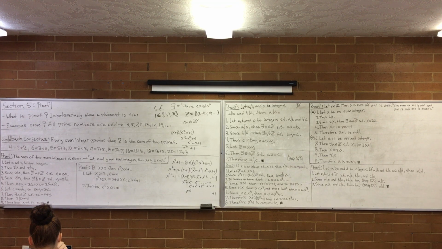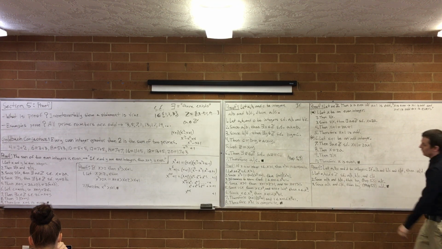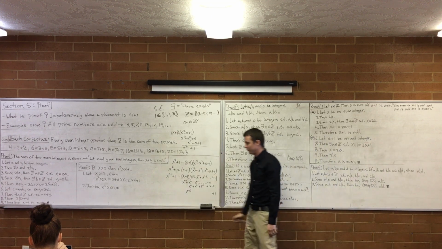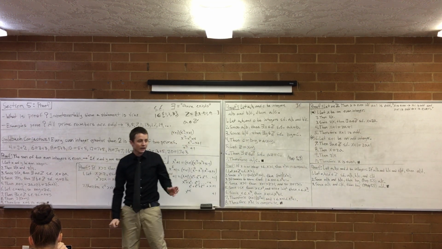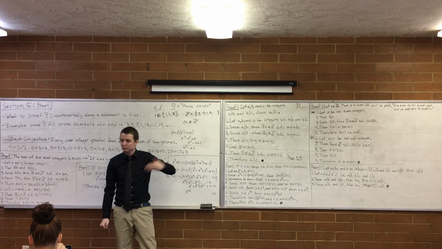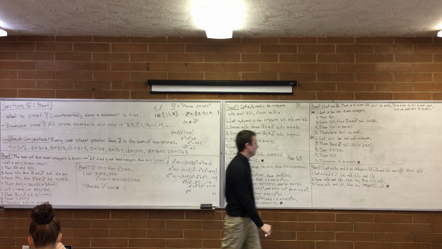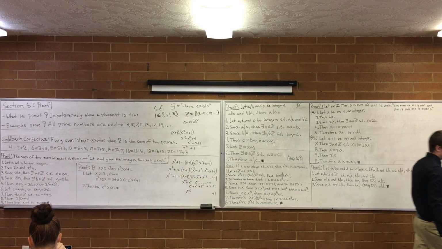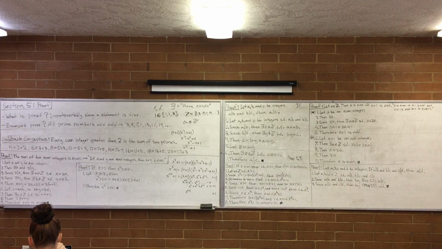Now, this one is going to introduce how we prove if and only if statements. So all the statements we've been proving so far have been implications. A implies B. If A, then B. Now we need to show an if and only if statement. We need to show a statement that says A implies B and B implies A.